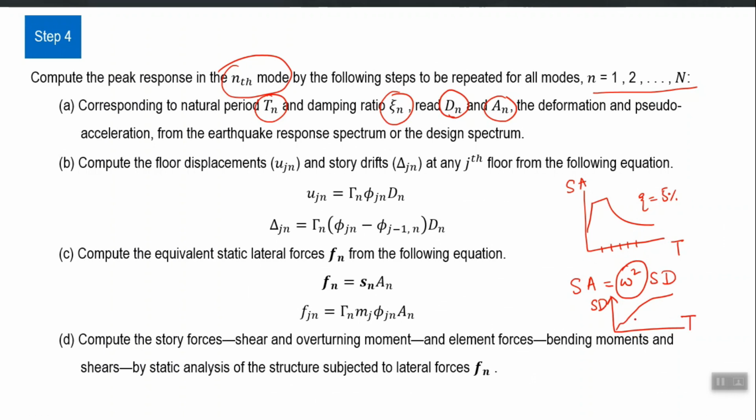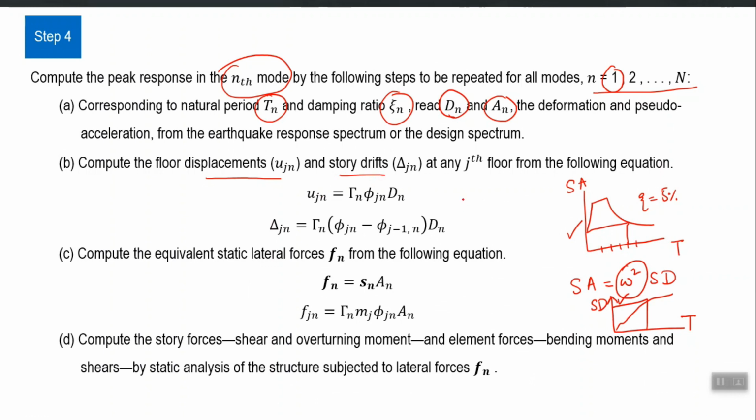So the first sub step is that for your natural time period, let's say you are doing it for n equal to 1, which means first mode. So corresponding to first mode, pick your SA value and pick your SD value also, right. This is the first sub step. Second is to compute the floor displacement and the story drifts.